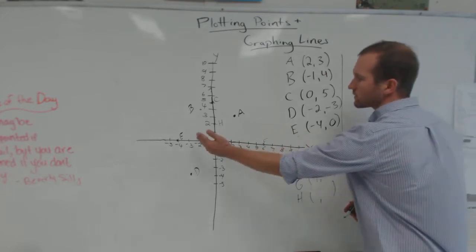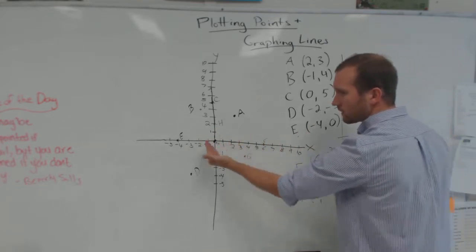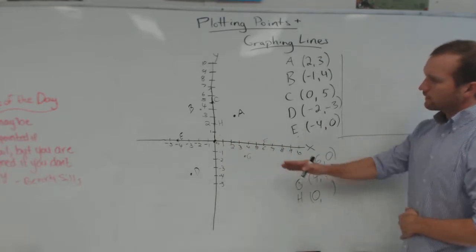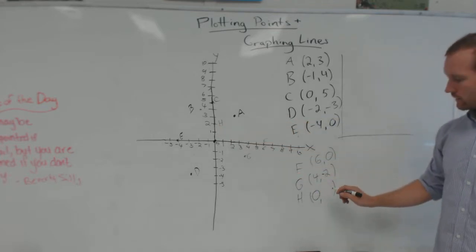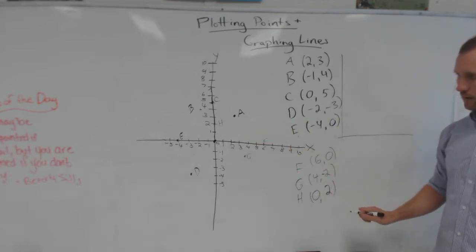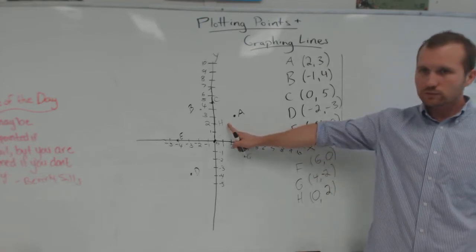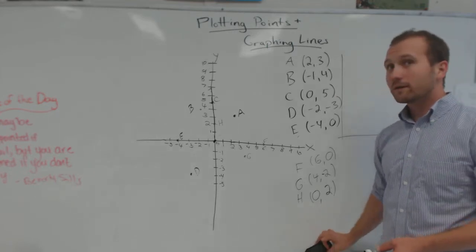X means this way. Do I have to move it all this way? No, 0. So 0 is the x. And when I'm moving up, that's my y. So 2 is my y. You guys all see that's 0, 2? Yes. Okay.